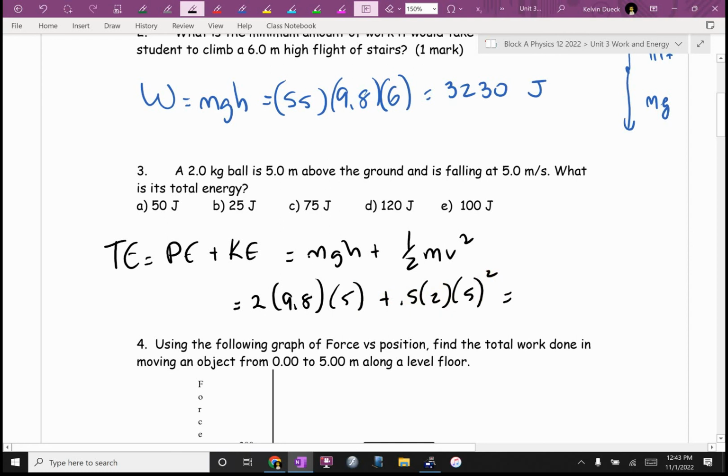Can I do this in my head? It's going to be 49 times 2. It's going to be 98 plus 25. Is it 120? Yeah. 123, I think. Yeah. Okay. I never explained total energy to you, but I'm going to argue you've learned what the word total means, I hope. Okay. All right.